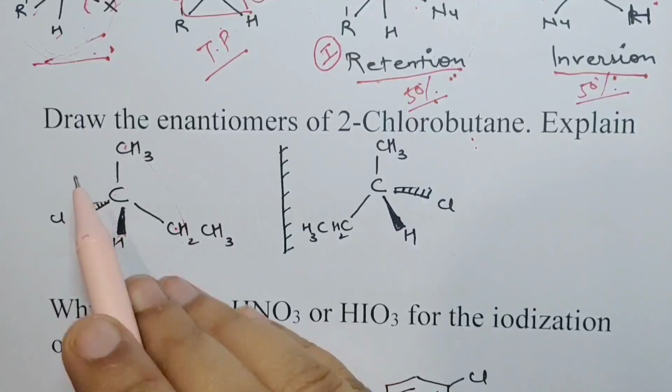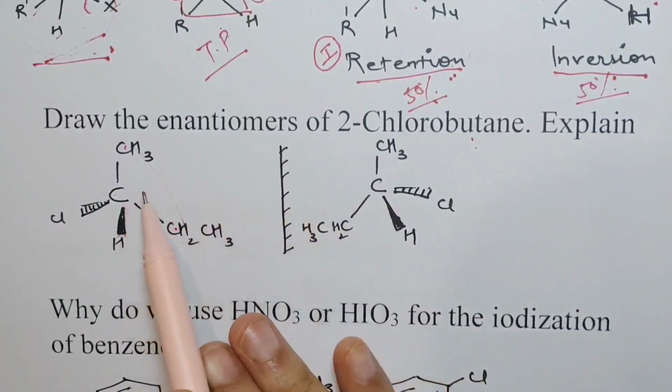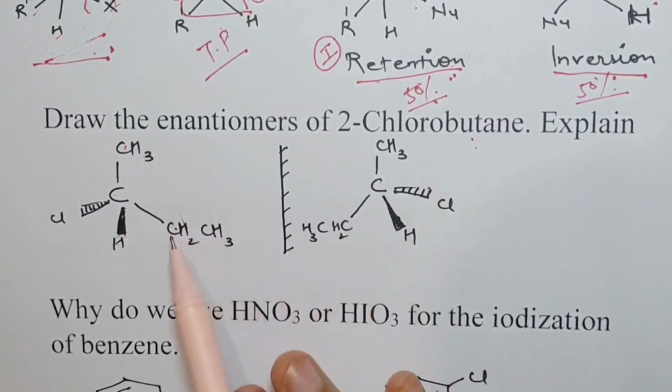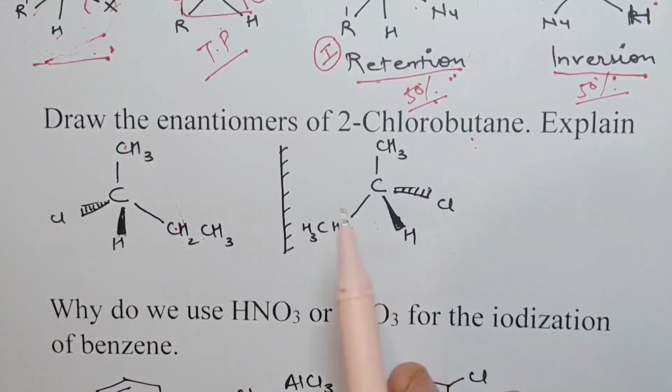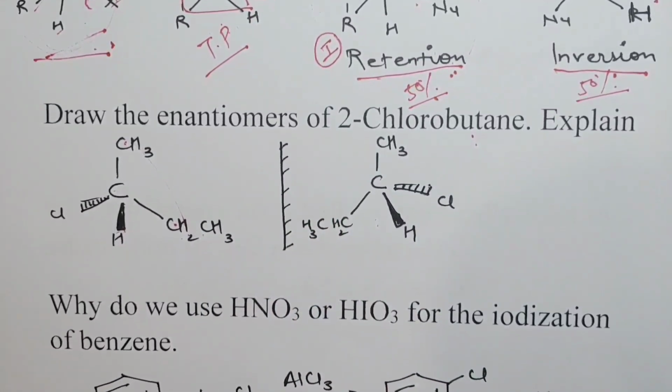Okay, when you draw the other enantiomer of this, just draw the mirror image of it. Okay, these two are mirror images. So these are your enantiomers.